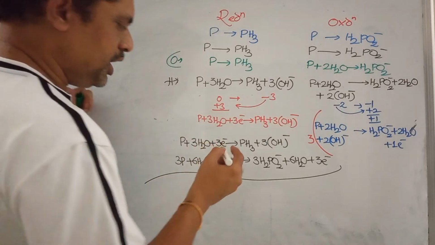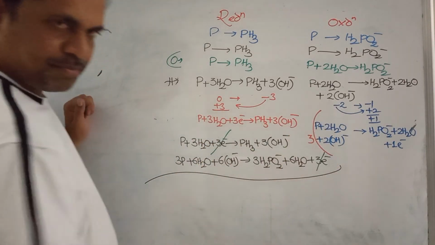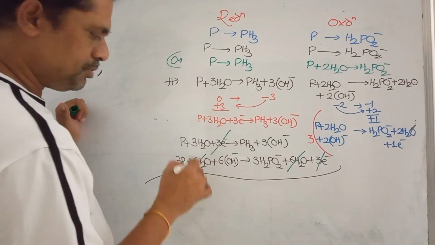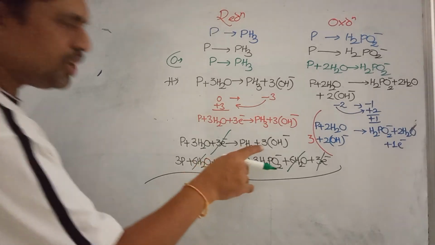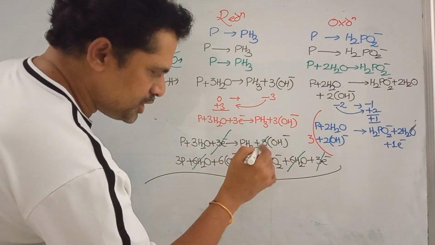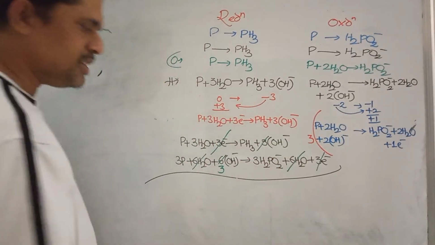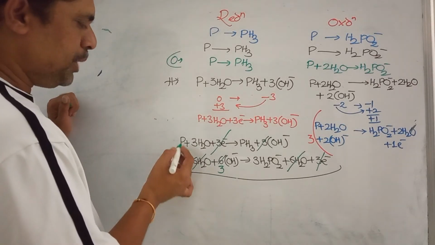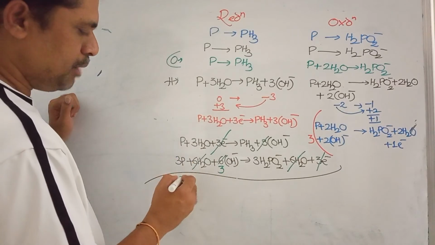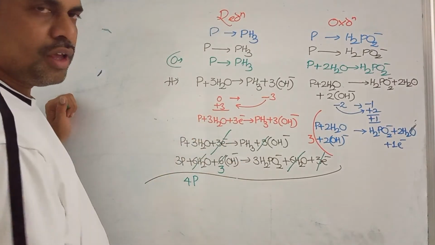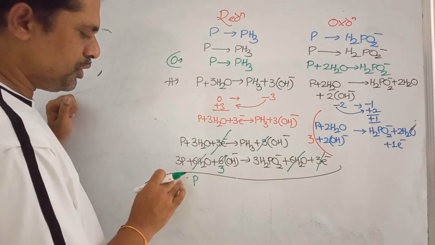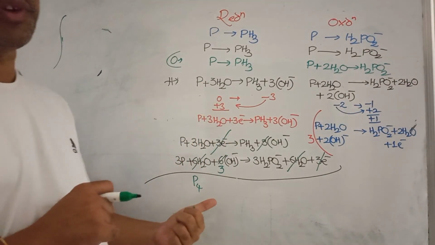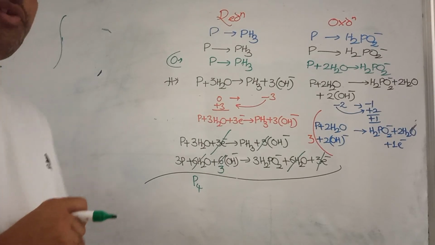See? 3 electrons cancel. 6 H2O cancel. 3 OH minus, 6 OH minus, you can cancel this and 3 OH minus remaining. Over. What is left? P and 3P. P and 3P means 4P. 4P, I can write like P4. I promised you, I will give you P4 and this is P4. 4P, I am writing like P4.